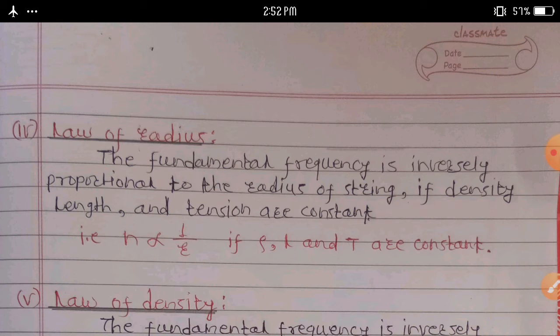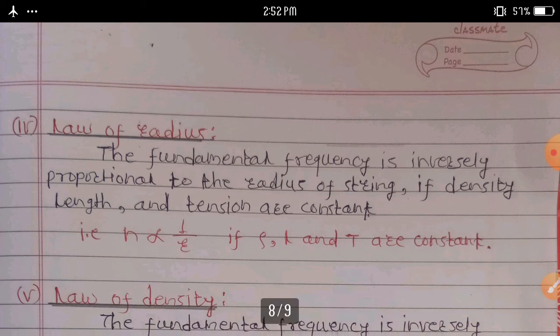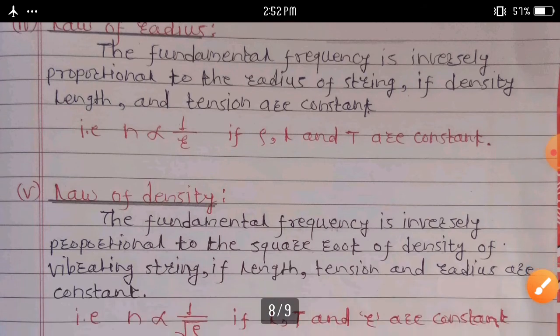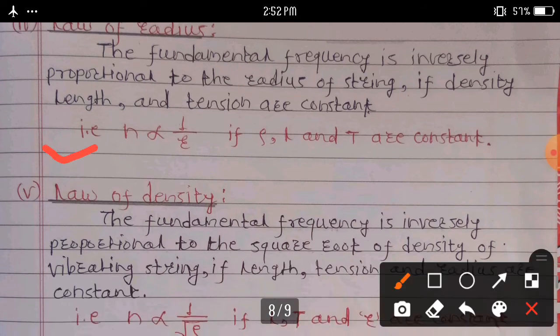The fourth law of a vibrating string we consider is the law of radius. Statement of this law: the fundamental frequency is inversely proportional to the radius of the string if density, length and tension are kept constant. Mathematically we can write n is inversely proportional to small r if rho, l and capital T are constant.